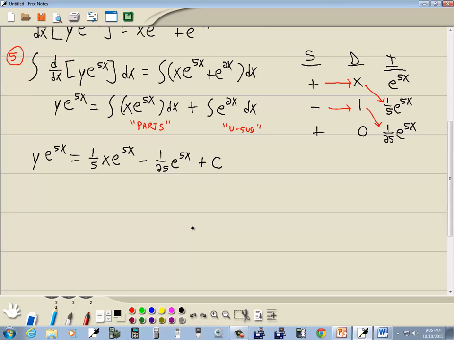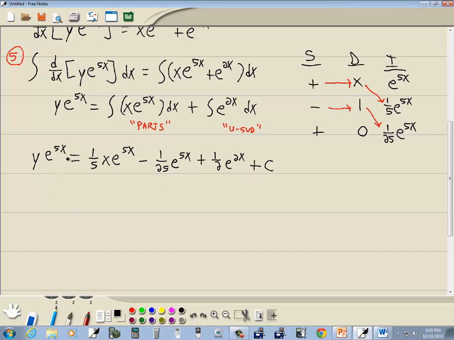Okay, now our goal is to get y by itself. So I'm going to divide both sides by e to the 5x. Oops, I forgot something, didn't I? Almost screwed up on the first one, the e to the 2x. Again, if I did a u substitution here, I let u equal 2x, then my du would be 2dx. I need a 2 inside, so I put a 1/2 out in front. So this would be 1/2 e to the 2x. And then I put my plus c on at the end. It's not a good sign when I almost make a mistake on the first one.